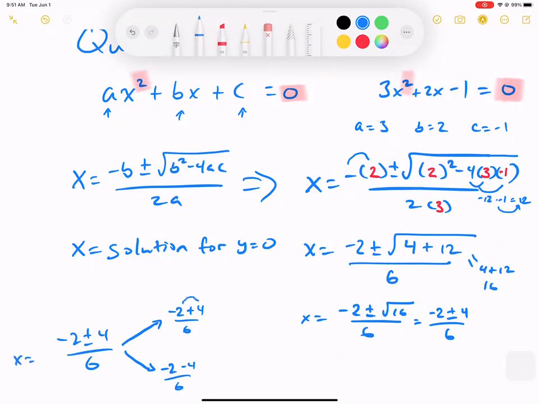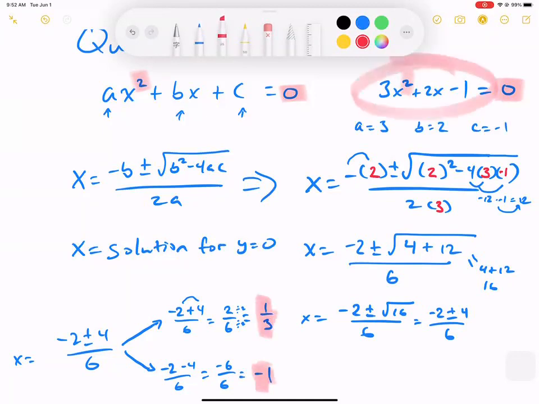Negative 2 plus 4 is positive 2. And we can reduce. Can I reduce 2 and 6? We can divide them both by 2. We end up with 1 over 3. Our next one is negative 6 over 6, which is negative 1. We have our 2 answers. Now, would you ever have guessed these answers would make 3x squared plus 2x minus 1 equal to 0? Nope. Okay.